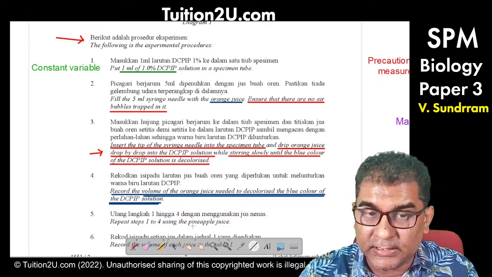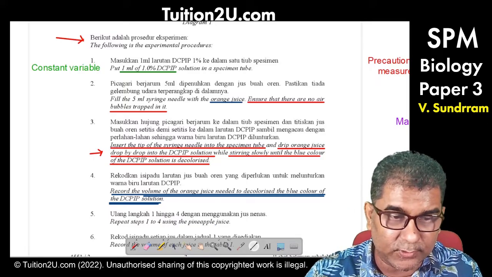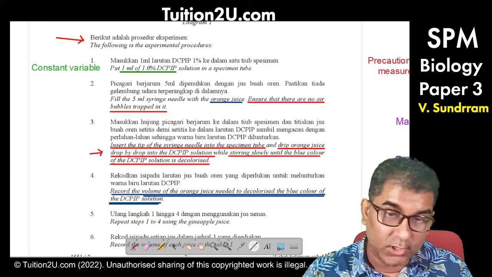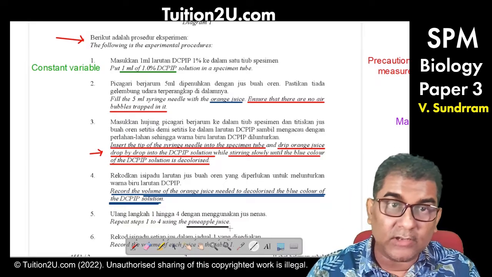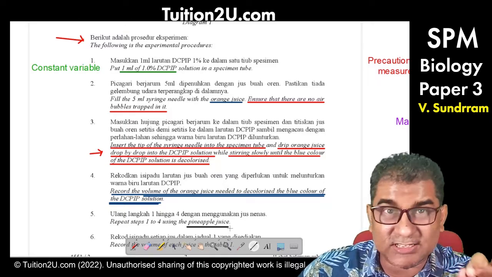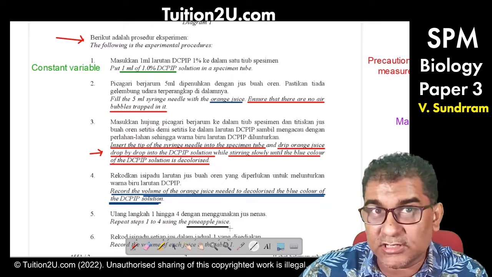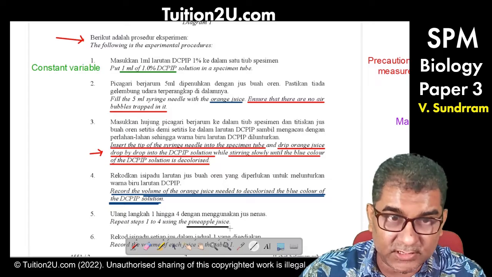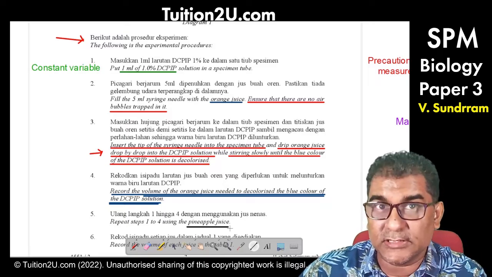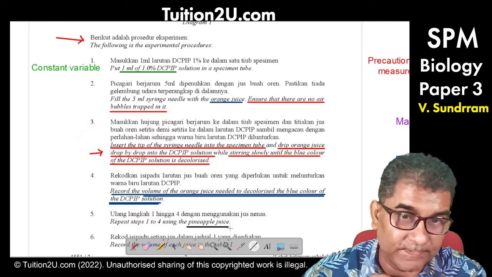You repeat the experiment. Now you're going to use pineapple juice, and pineapple juice is going to become the manipulated variable. So this is manipulated variable, pineapple juice. So if you note all the information that you need, what is the manipulated variable, what is the responding variable, what is the precautionary measure, what is the constant variable, you can get it all from this instruction that is given. Many of this information that you get from this is needed to answer some of the questions later.